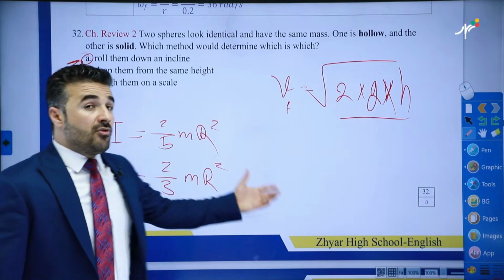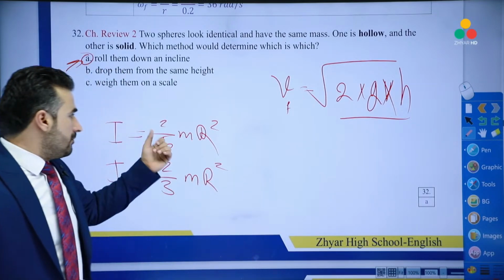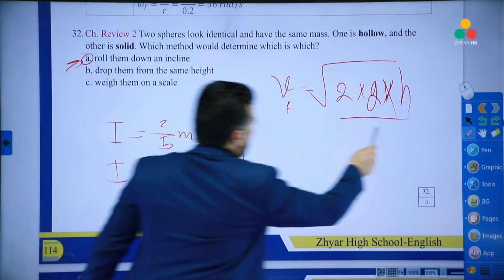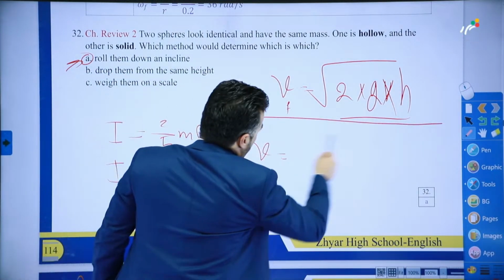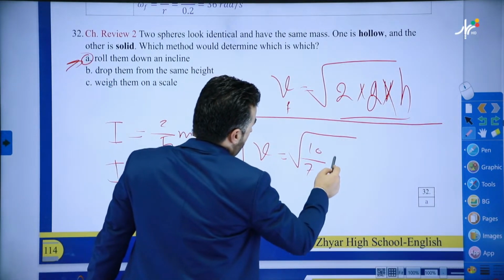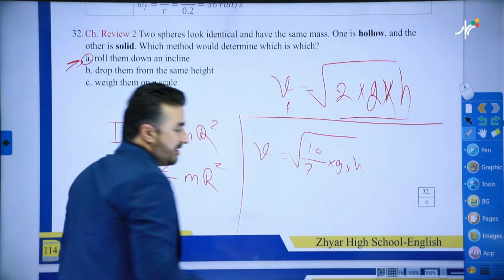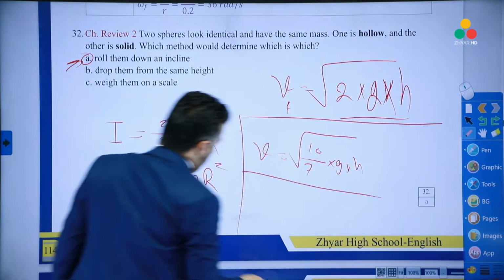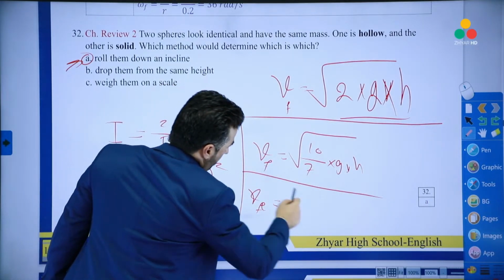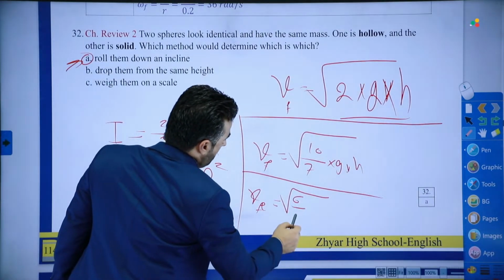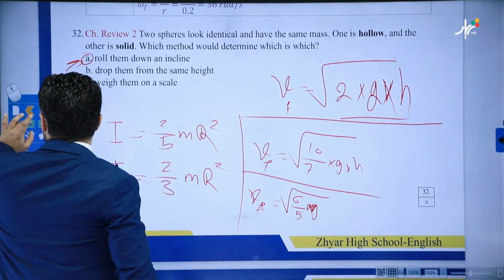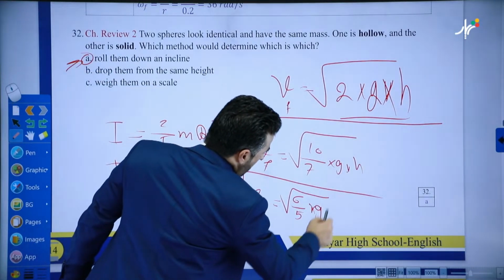So of course, once we roll them down, what will happen? If we're going to use our equation here, the translational speed for the solid ball will be the square root of 10/7 times gravity times the height, okay? That is one of the things. What about for the hollow one? Of course, V final at the bottom is going to be what? The square root of 6/5 times gravitational acceleration times the height.